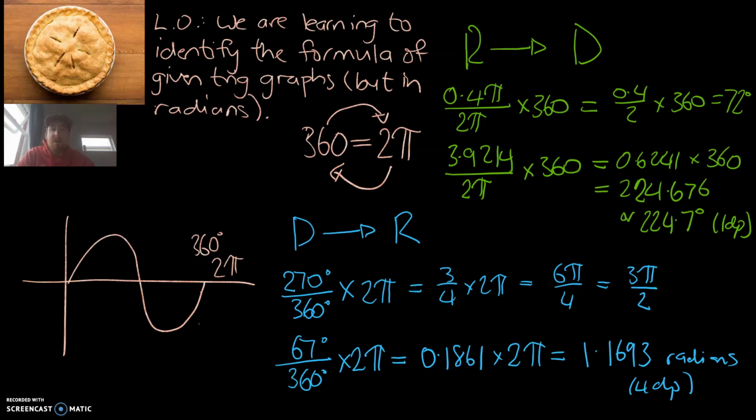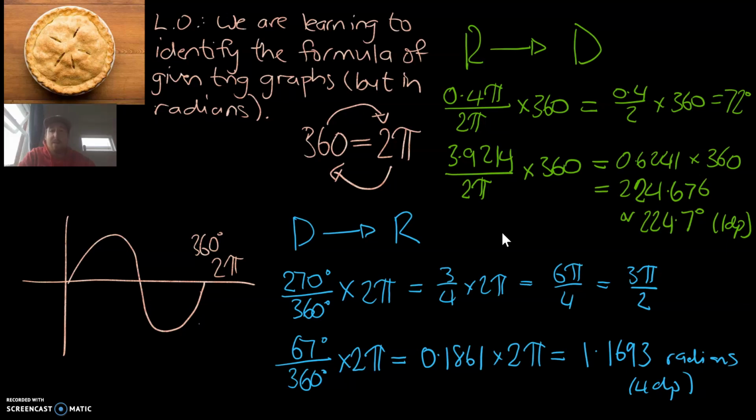Today's learning objective is at the top. We are learning to identify the formulas of given trig graphs, but we are learning to do that in radians. This is the screen that we left off on in the previous video. We learnt that a full revolution was 360 degrees, which can also be referred to in radians as 2 pi. We learned how to switch back and forth between degrees and radians. What we're learning to do today is identify the formula of given graphs in radians.